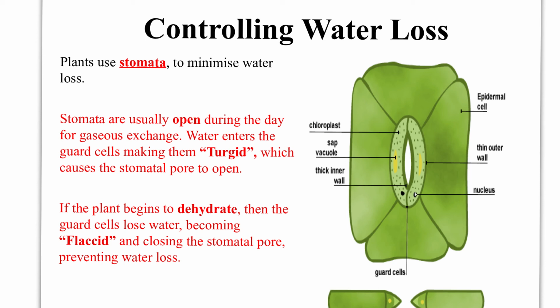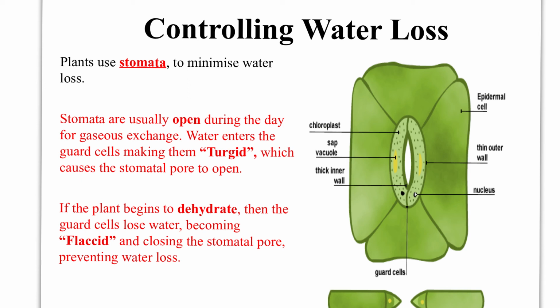So plants can open and close their stomata in order to minimize water loss. Stomata are generally open during the day for gaseous exchange. So water enters the guard cells, making them turgid, which causes the stomatal pore to open.